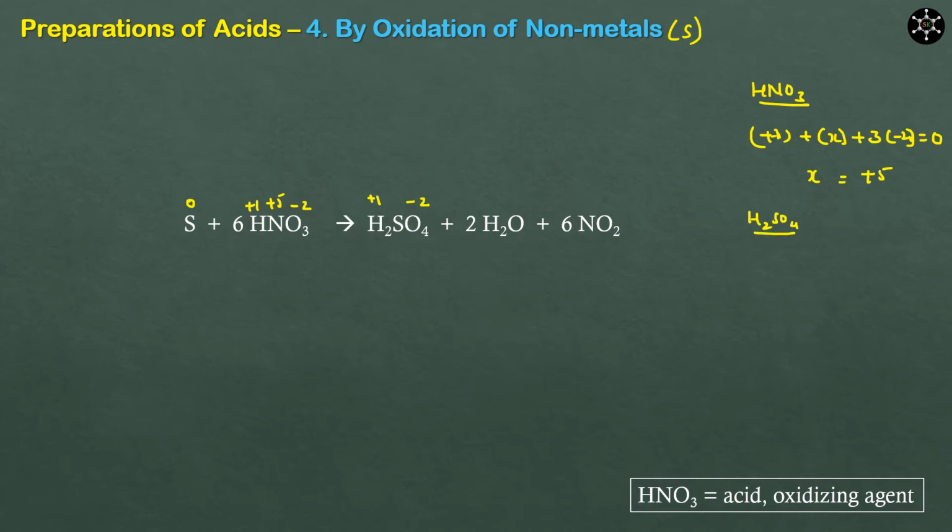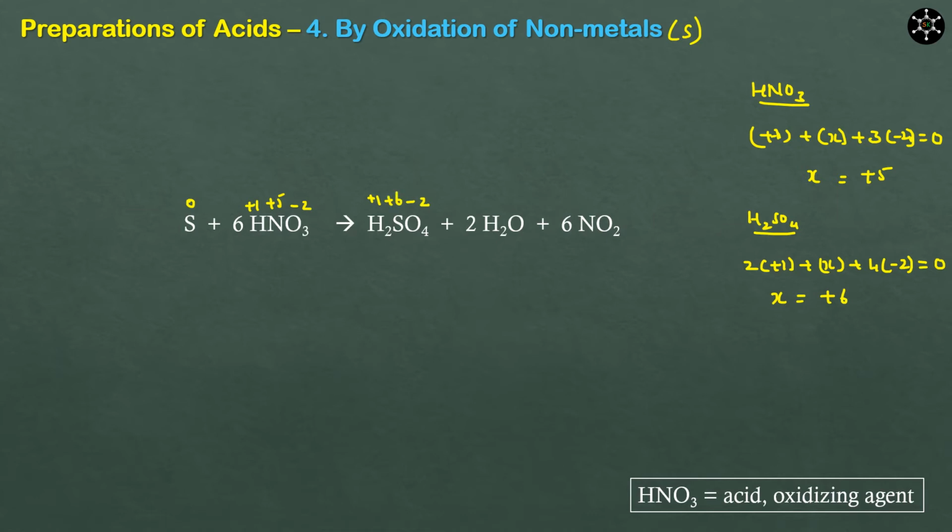There are 2 hydrogen, each with oxidation state +1. Sulfur we do not know, so let us put it as X. There are 4 oxygen, each with -2 oxidation state, and sulfuric acid as a whole is neutral, that is equal to 0. If we solve this, we get the oxidation state of sulfur in sulfuric acid as +6.